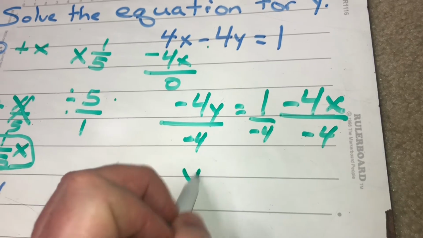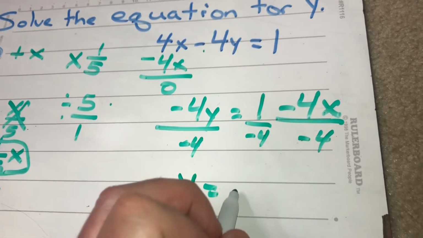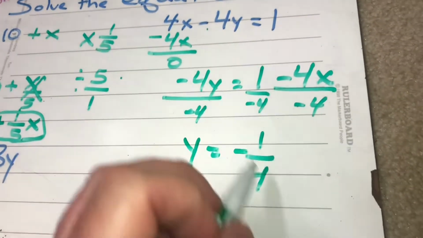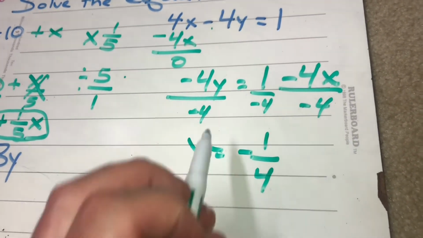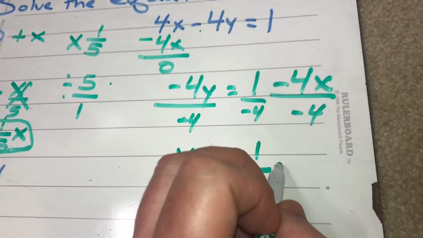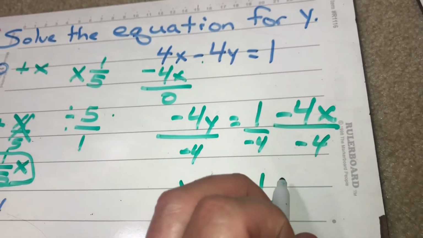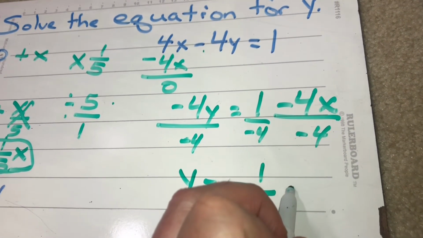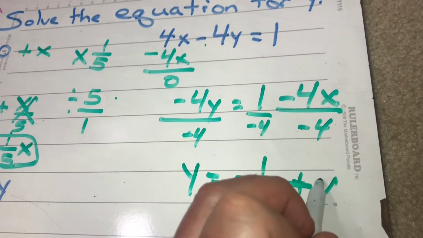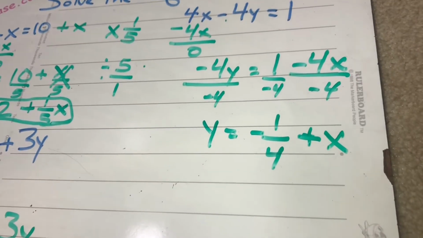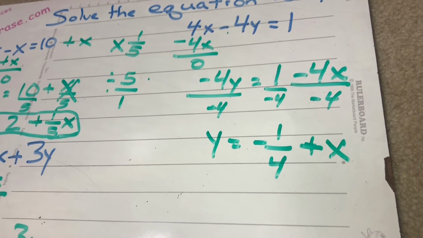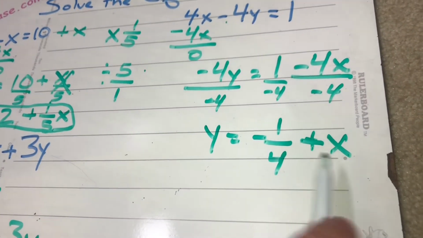That's just 1, so that's going to be y. 1 divided by negative 4 is just going to be a negative 1 over 4. Because remember, a fraction is just a division problem. So it's going to be a negative 1 over 4. Negative 4 and negative 4, once again, make 1. And it's actually going to end up being plus x, negative 1/4 plus x, because when I take a negative 4x and I divide it by negative 4, the negative in the negative gives me a positive.